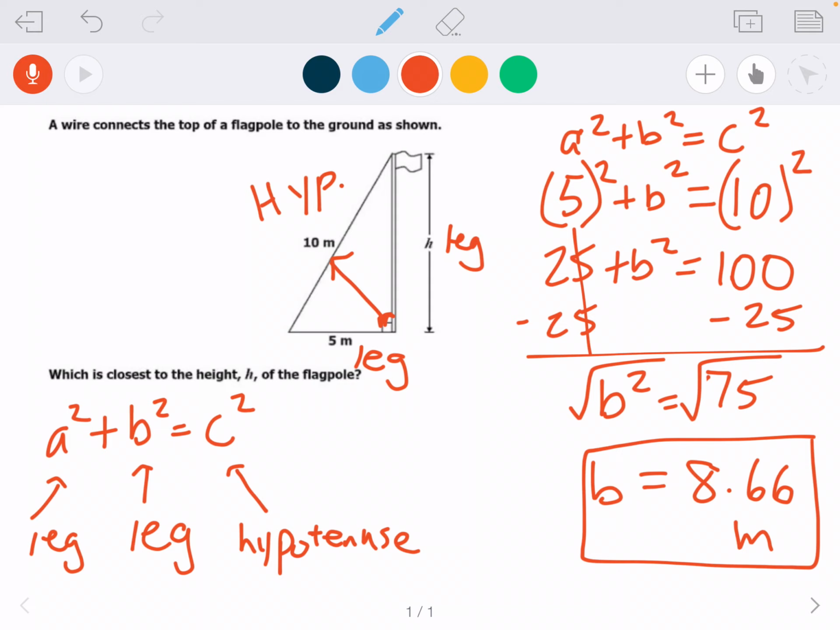And your answer needs to make sense. The hypotenuse is the longest side. So if you're solving for one of the legs, it cannot be longer than the hypotenuse. So we are good, because the hypotenuse is 10, and 8.66 is less than 10.